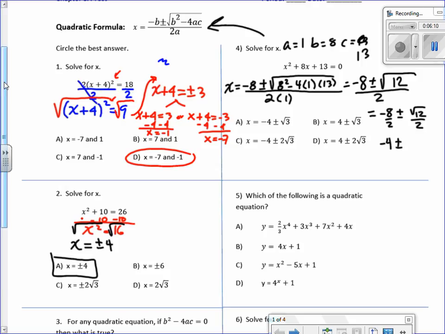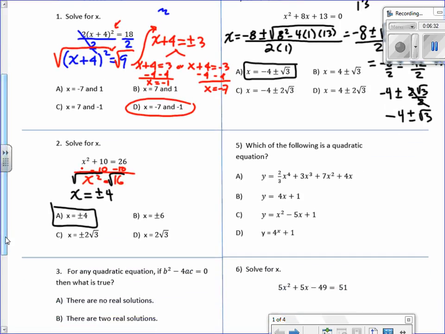The square root of 12 can break down into the square root of 4 times the square root of 3, which gives us 2 square roots of 3 over 2, and the 2's cancel, so it's just negative 4 plus or minus the square root of 3. So it's this answer right here. All right, A.